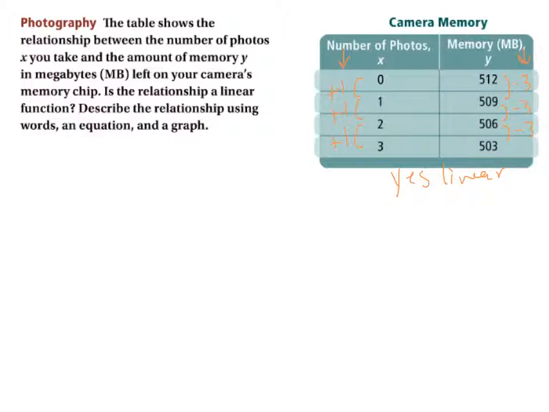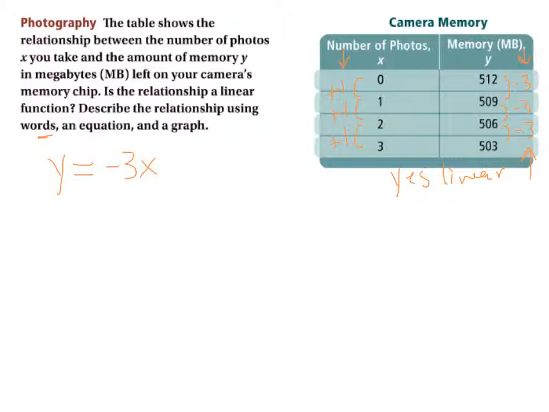Then it says, using your words, describe what's happening here. So I would say, as the number of photos taken increases, the memory, or the megabytes, is decreasing by 3 each time. So I'm going to write my equation. y is going to be equal to, the first number should be what your y changes by. So my y changes by -3 each time. And then I have to think, what's my constant?